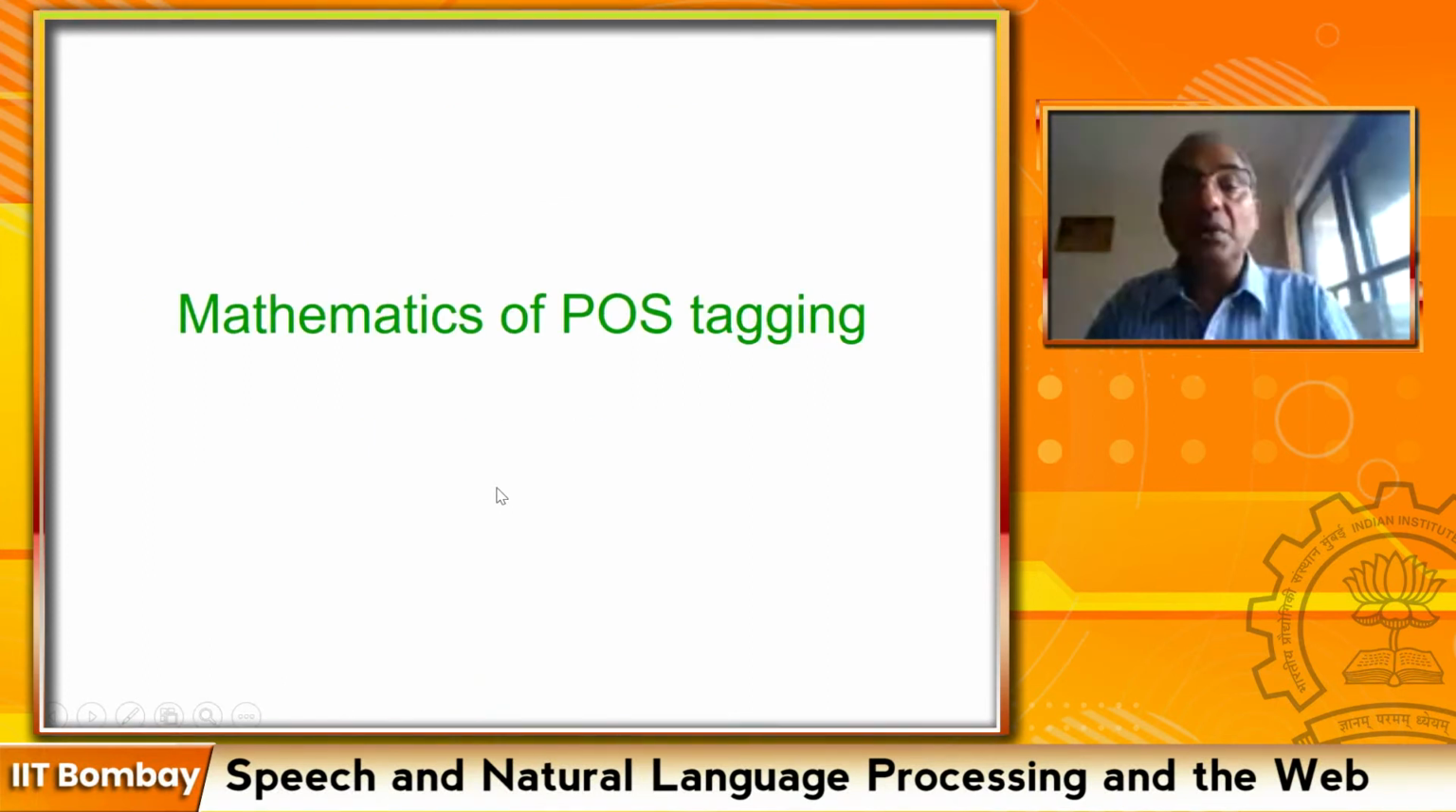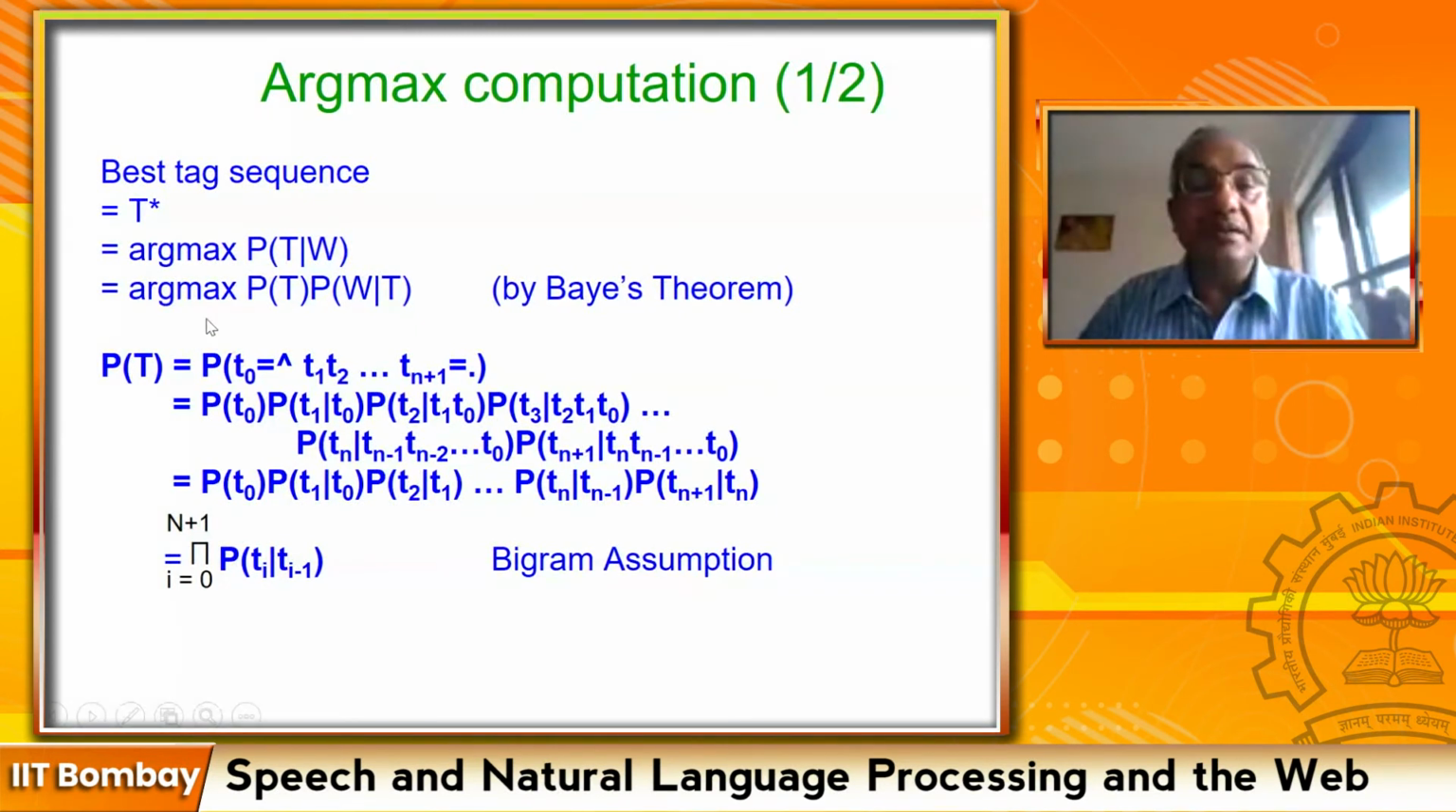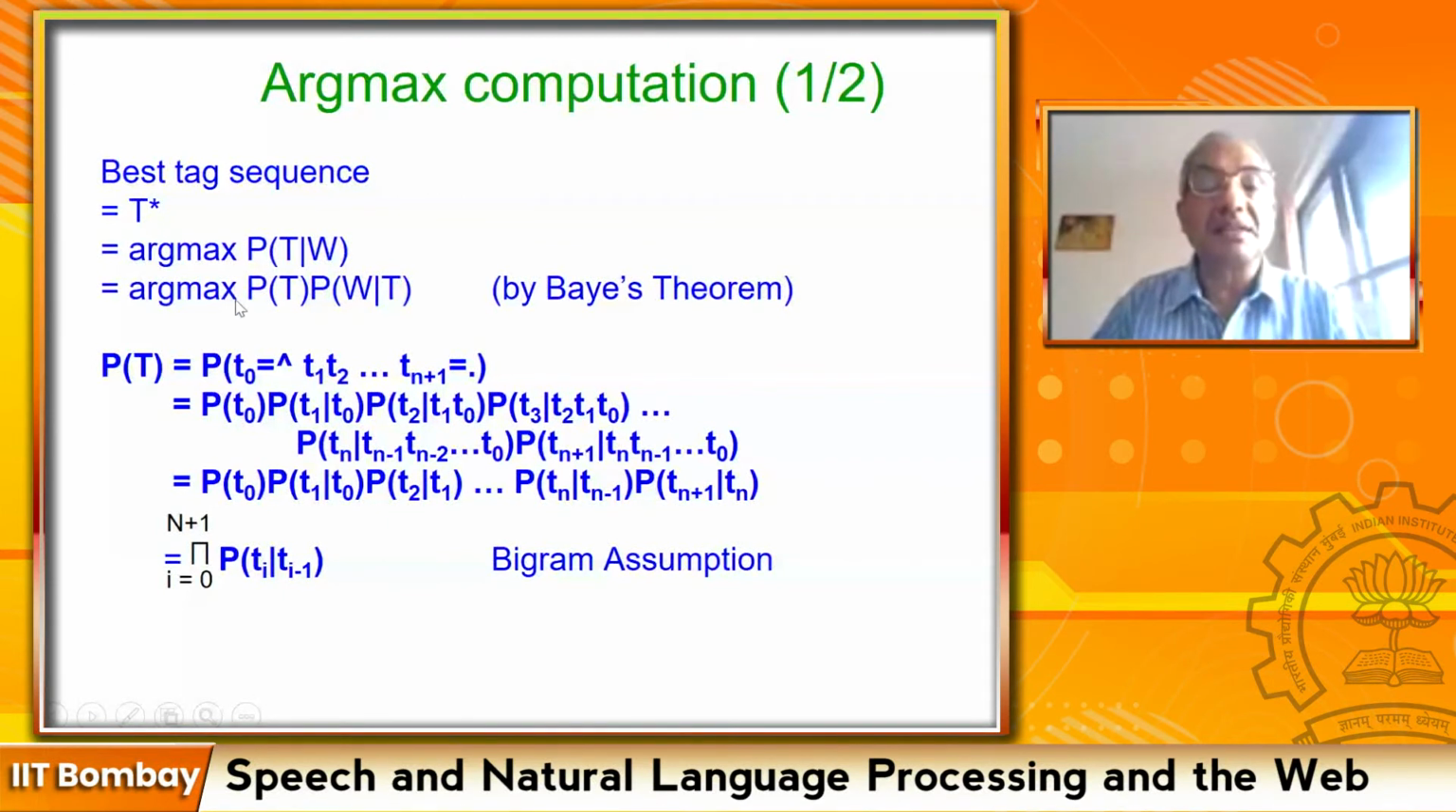So now we go into the mathematics of part of speech tagging. I'll give you a top level view of this. We'll do the details in the next class, that is tomorrow. What happens is that probability of T given W is converted into probability of T times probability of W given T, the prior into likelihood. And you are supposed to divide it by the denominator P(W), but P(W) is not affected by argmax because argmax is on T. So P(W) is not affecting, so it can be dropped.